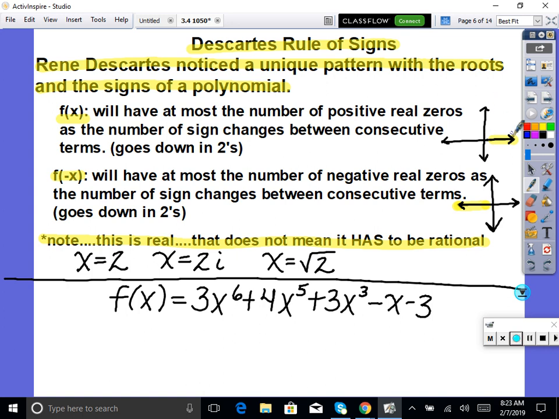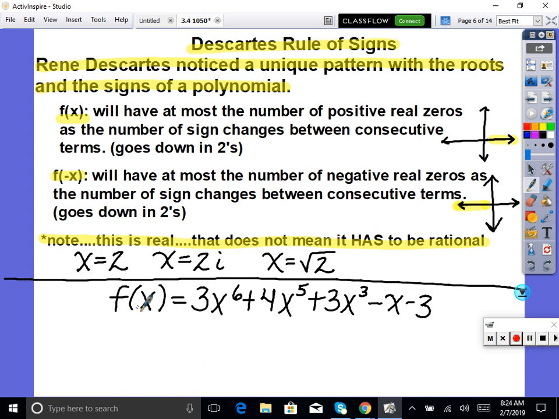So here's what happens, guys. Now I want to say this first so that you actually understand what I'm saying. Everybody look, here's an XY chart. Wouldn't all the zeros on this side be considered positive roots? Because they're on the positive x-axis. And wouldn't they be considered positive real roots? Because if they cross the x-axis, they must be real. Well, what René Descartes noticed is we will have at most the number of positive real roots as the number of sign changes between our consecutive terms. And then it goes down in twos.